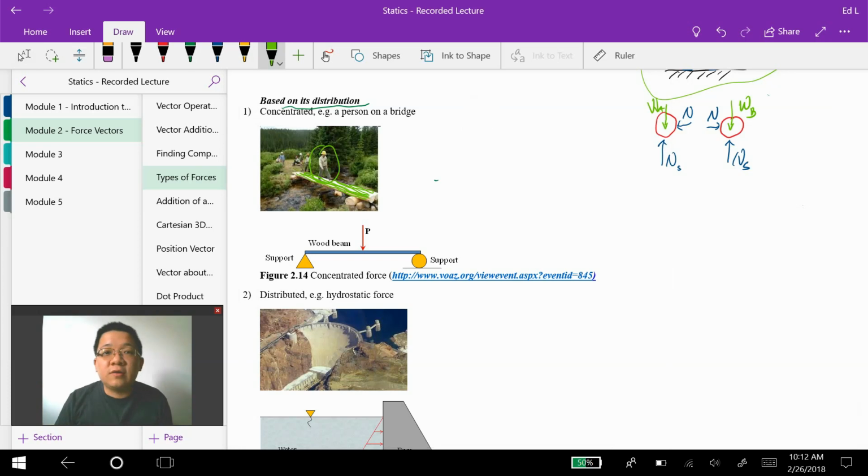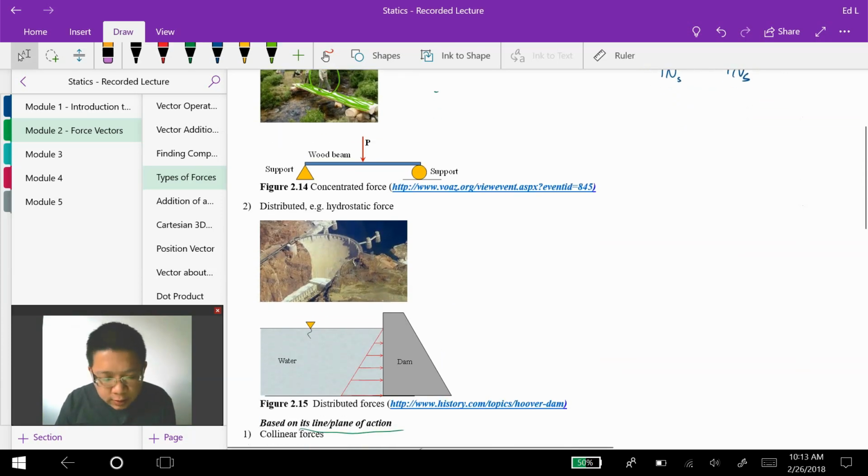That contact surface is relatively small compared to the area that I shaded in green, which is the top surface of the wooden beam. Since the contact area is relatively small compared to the overall surface of the beam, we can consider the weight of that person on the beam as a concentrated or point force.